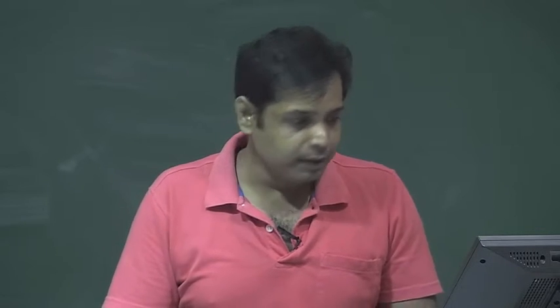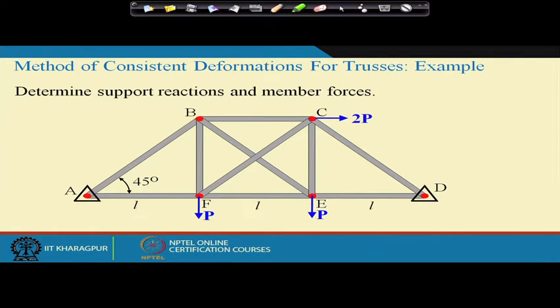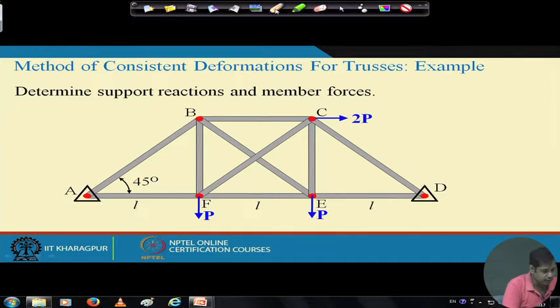Now, in this example, it is again an indeterminate structure, an indeterminate truss. Let us find out what is the static indeterminacy in this case. So, the number of joints we have 1, 2, 3, 4, 5, 6, number of joints j is equal to 6.